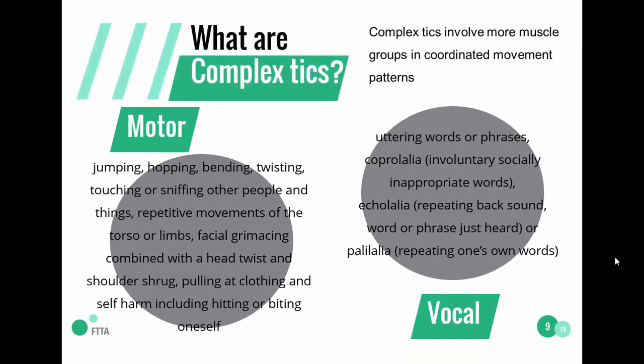Whereas complex tics involve more muscle groups in more of a coordinated fashion, so possibly more gross motor type things like falling over on the ground and those types of things. So under the motor category: jumping, hopping, bending, twisting, touching or sniffing other people and things, repetitive movements of the torso or limbs, facial grimacing combined with head twists and shoulder shrug, pulling at clothing, and self-harm, including hitting or biting oneself or other people.